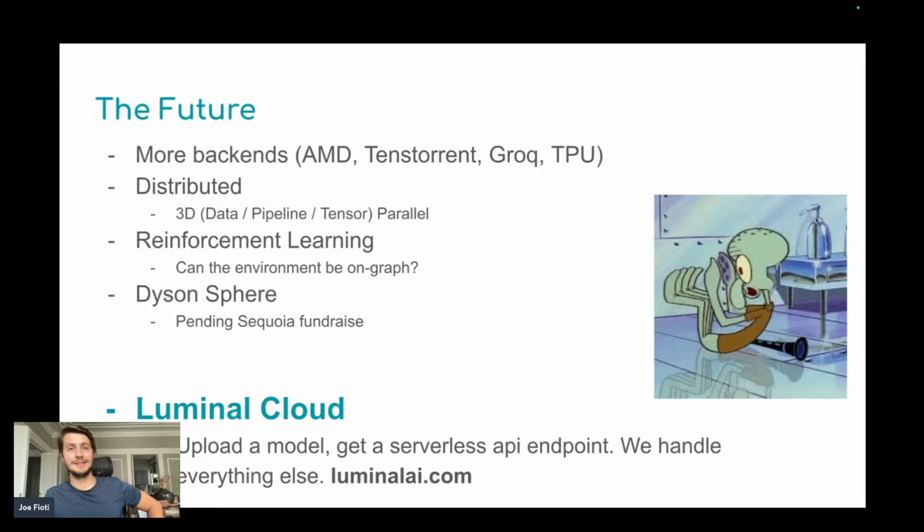RL, I've been doing a little bit of RL experimentation. I don't really have an RL background, but I think it'd be really cool if we can do it on graph. At least certain continuous environments you can put on graph just with our primitive operations. I know XLA has done some work on that as well. I've got to look into that more, but that would be a really neat thing. If anybody's interested in that, please let me know. And I don't know, maybe if Sequoia fundraises us, we'll build a Dyson sphere.